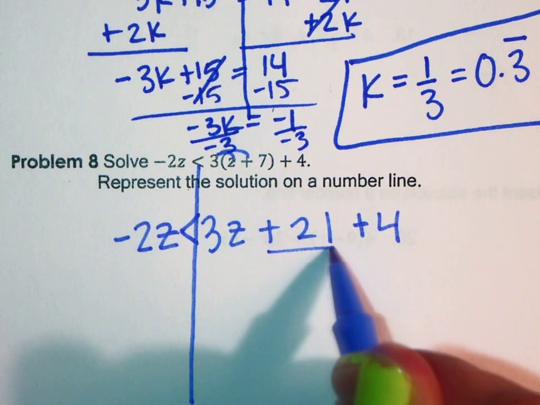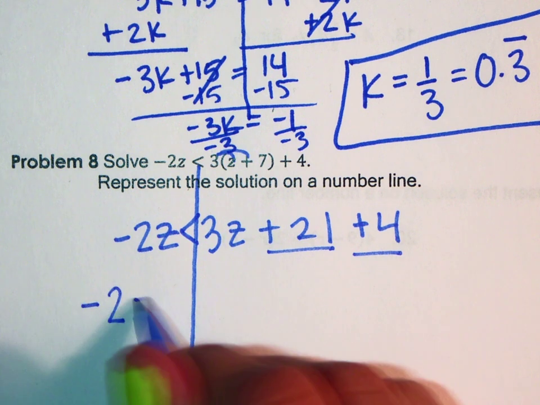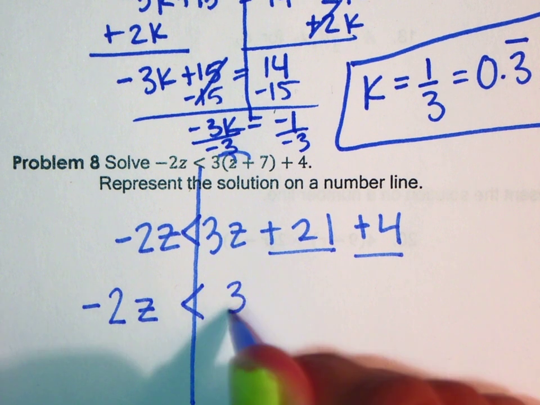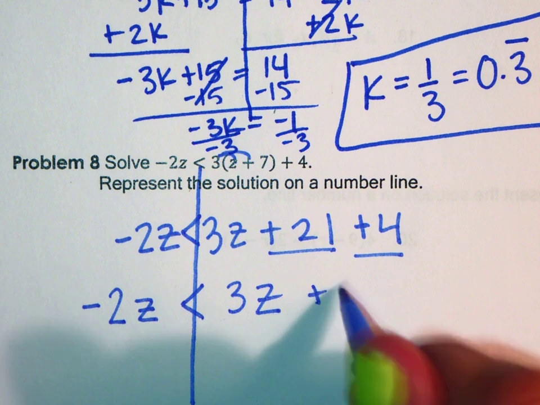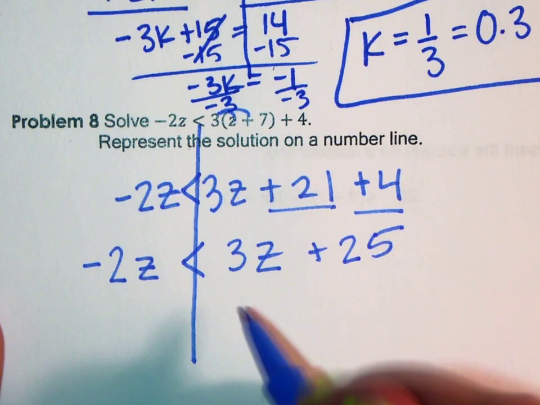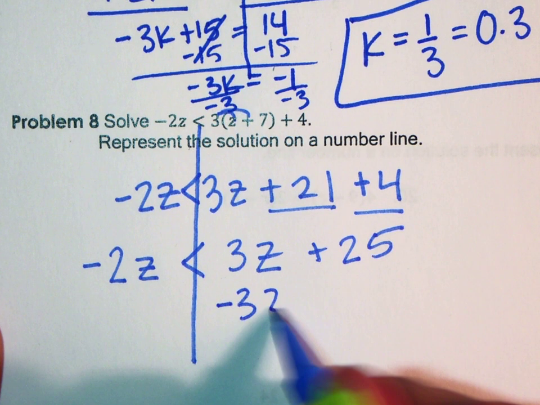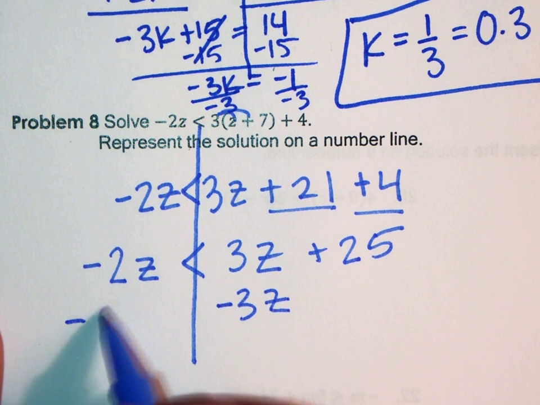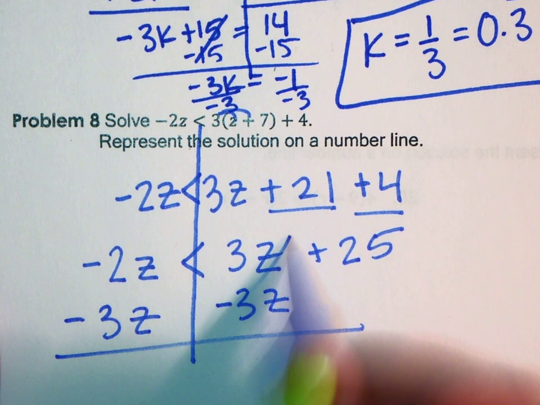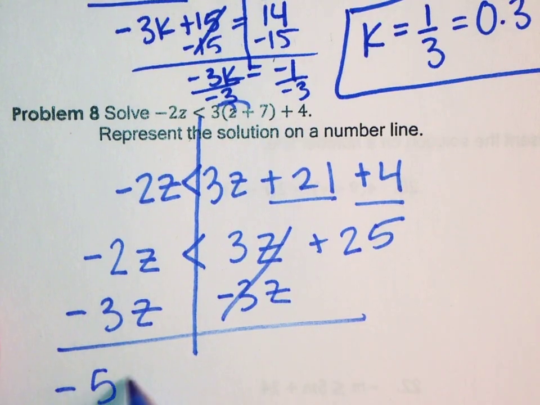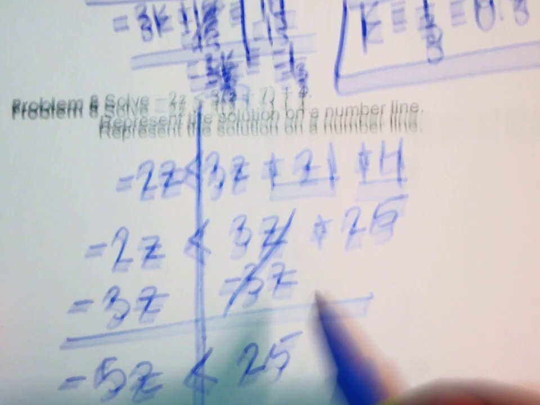Then combine. So I can combine the 21 and the 4. So 21 plus 4 is 25. Then you're going to move your variable. So I'm going to minus the 3z. Minus 3z. So you get negative 5z less than 25.